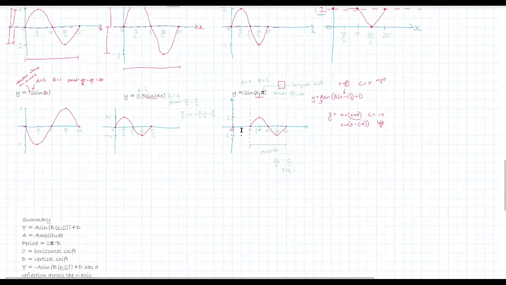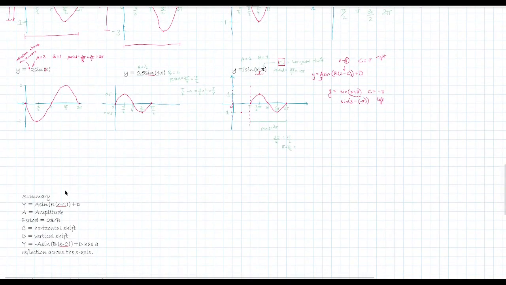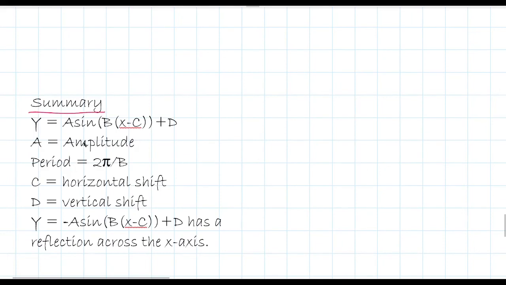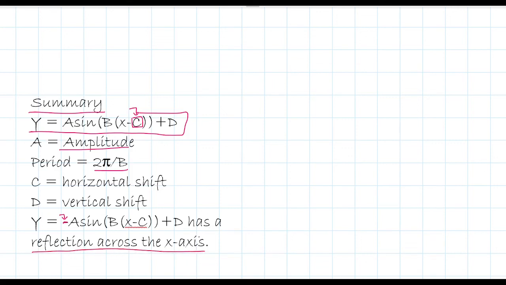And that's a summary. So basically, the normal form is y equals a sine b, x minus c, plus d. A is our amplitude, period is given by 2 pi over b. C is our horizontal shift. Remember, it's just c, it doesn't include the negative sign. D is our vertical shift. And if we have a negative sign in front of our sine function, then it means that it has a reflection across the x-axis. It's vertically flipped.